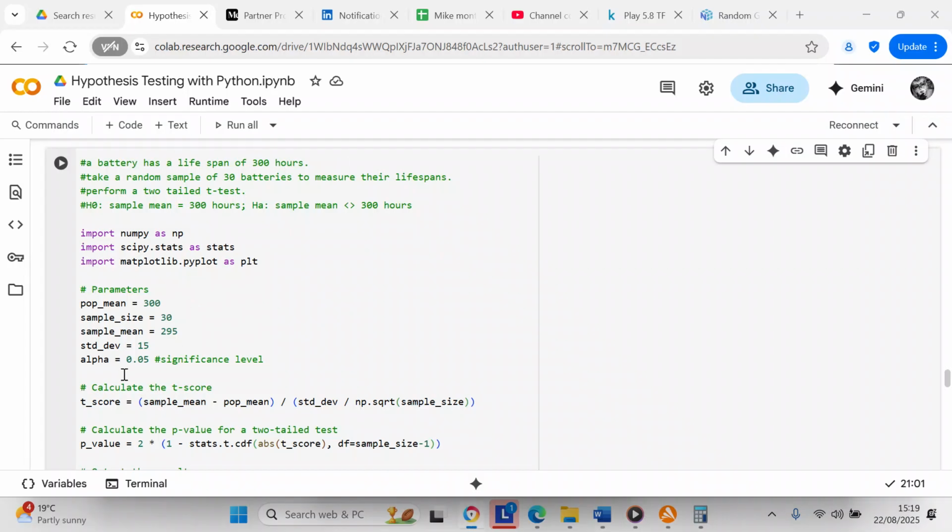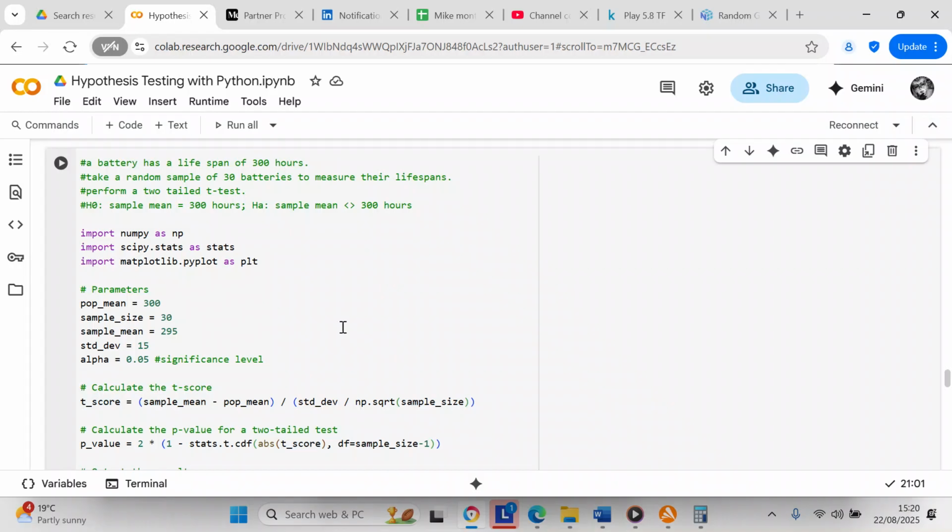Now what we're going to do is define our parameters. So the population mean is 300, the sample size is 30, the sample mean is 295, and the sample standard deviation is 15. The alpha is 0.05, and that is your significance level.